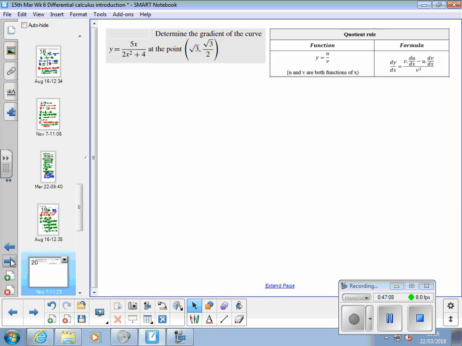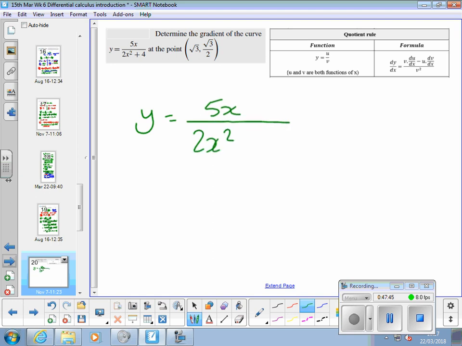So, another example of using the quotient rule. Determine the gradient of the curve y is equal to 5x over 2x squared plus 4 at the point where x is equal to root 3 and y is equal to root 3 over 2. So, first of all, we've got to differentiate. So we've got y is equal to 5x divided by 2x squared plus 4.